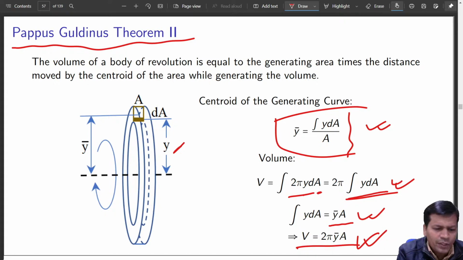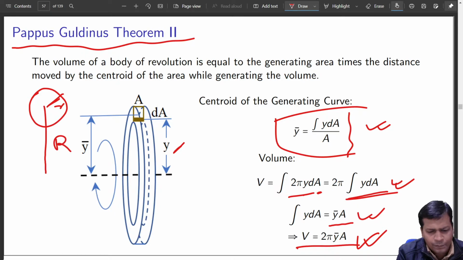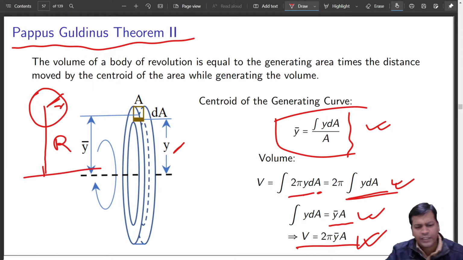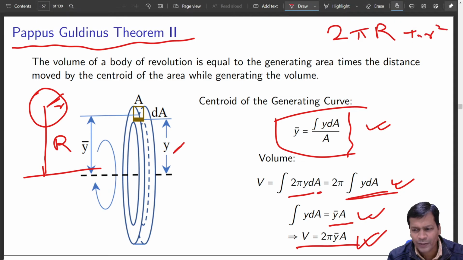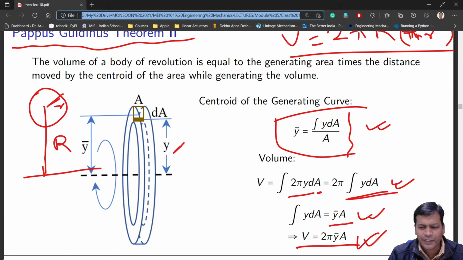So for a torus, how much will the volume be? Let us say you have a torus with radius r, and the bigger radius capital R. So how much will be the volume of that torus? 2 pi capital R is the distance, right, into pi r square. So that will be the volume of that torus. Very good. So you got what I am trying to say.